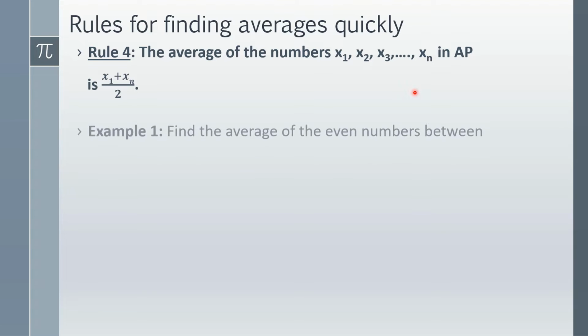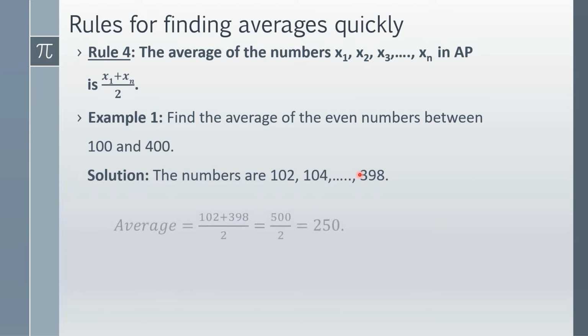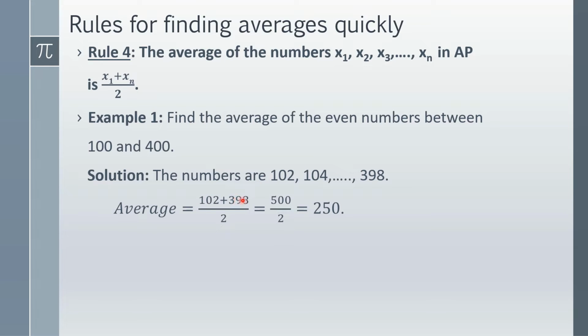Now we'll do a few problems. So we need to find the average of even numbers between 100 and 400. Since we need to find the average of numbers between 100 and 400, we cannot include 100 and 400. So the first even number will be 102, followed by 104, and the even number that just precedes 400 will be 398. So the average is going to be the sum of the first and the last number divided by 2.